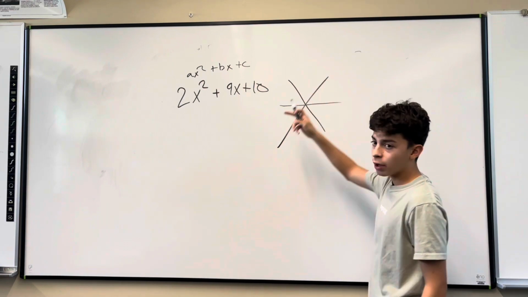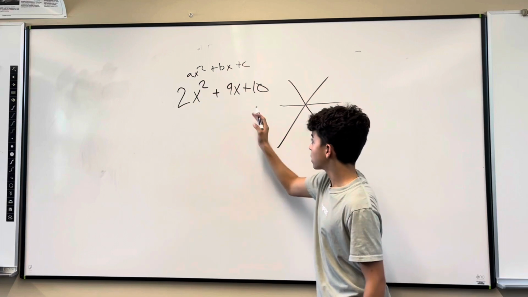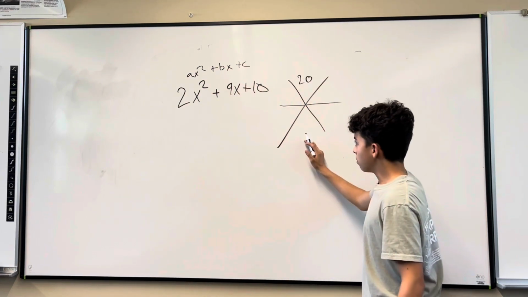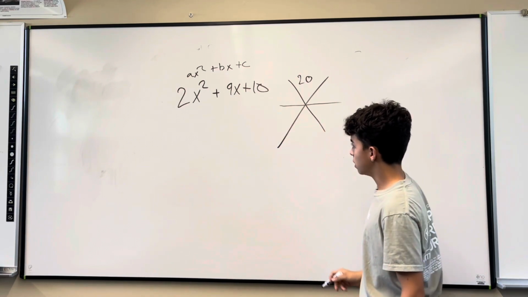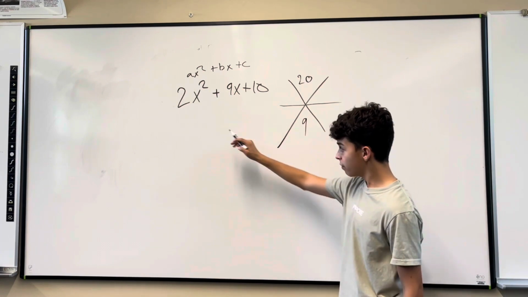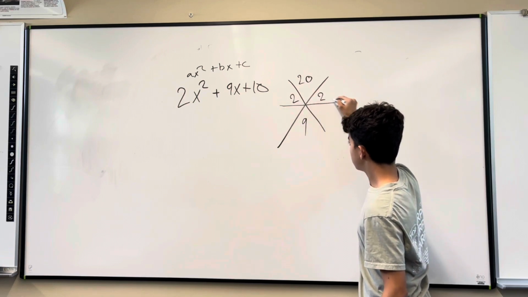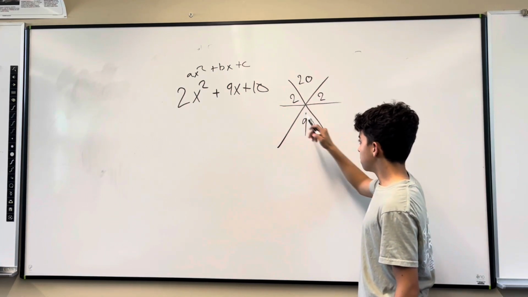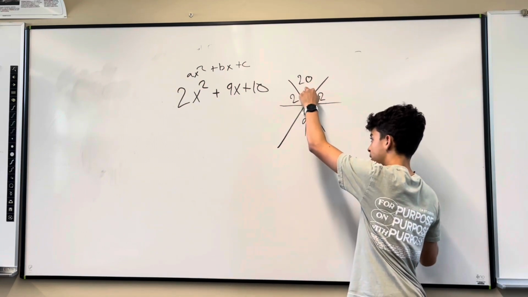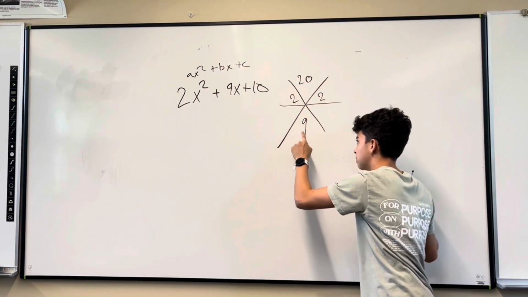First on the top, we have A times C. So here's A, here's C. 2 times 10 is what? 20. Then B on the bottom. B, which is the coefficient, is going to be 9. Put 9 here. Then we have the two A's, which are going to go here. It's going to be 2, 2. Then here is going to be P and Q, which is representing something that can multiply to 20. It's going to multiply to A times C, and add to B. So what multiplies to 20 and adds to 9?